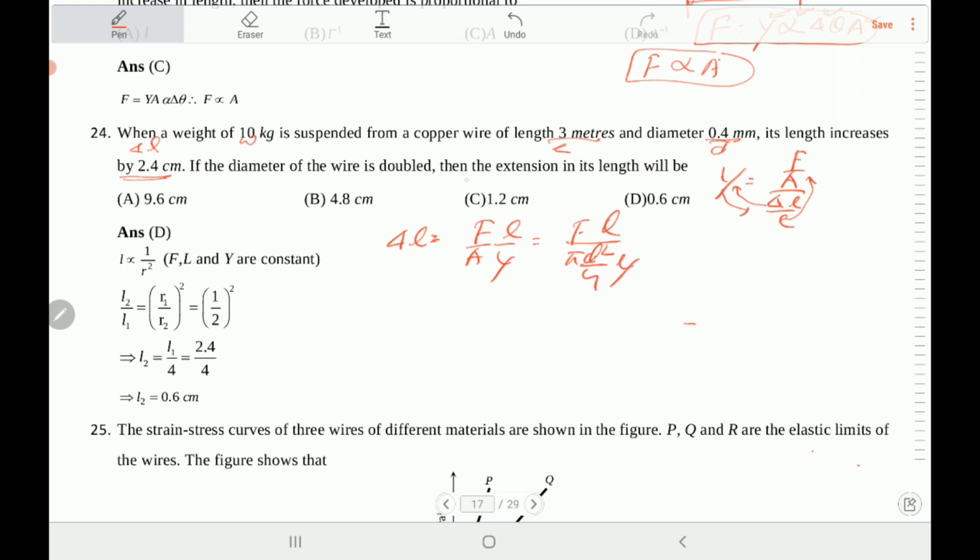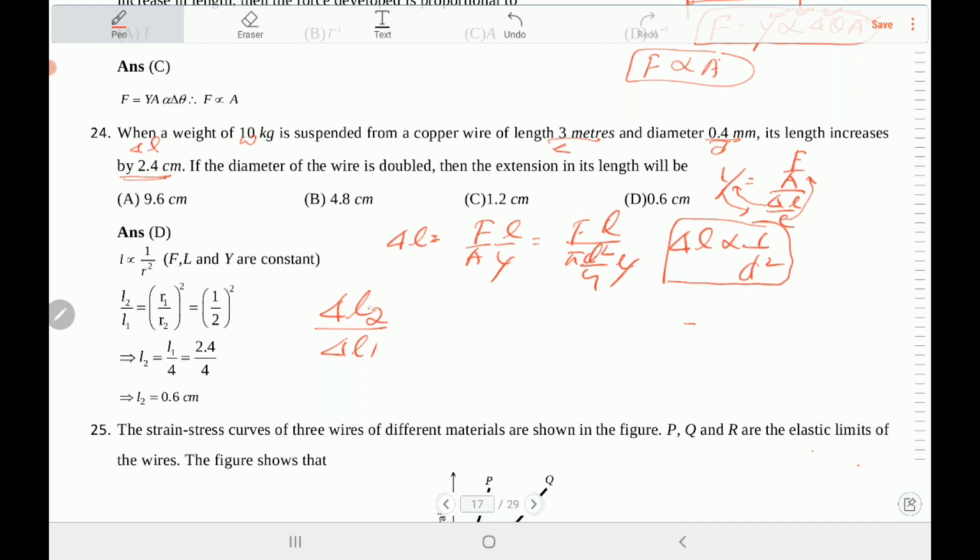Since Y is a constant, same wire, same length, no change in length, no change in weight. Only thing that changes in the problem is diameter. So inverse relation. Diameter is in the denominator. Relation between extension and diameter, inverse. Square of diameter. He wants the extension in the second case. So write delta L. You must be in a position to write this way directly.